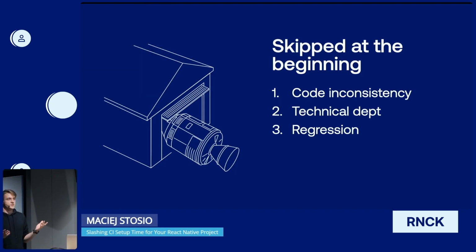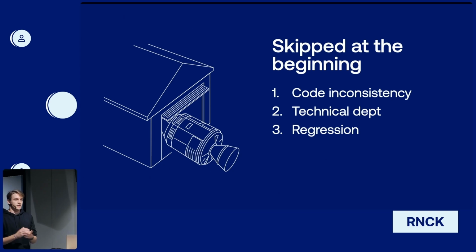So there is a temptation, and it sometimes happens, that we skip it at the beginning. If it's a personal project, we don't know if it will be a product in the future, so there is probably no reason to spend hours on setting up CI. If it's for a client, when starting it's better to get the MVP done or another cool feature to make it work. And that brings us to a situation where, for example, the code is inconsistent because different developers have different code styles.